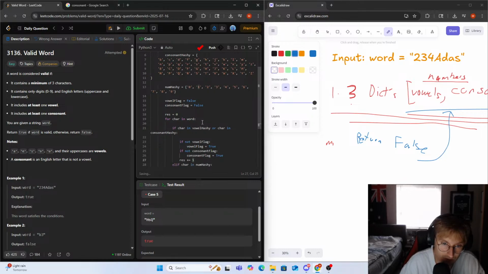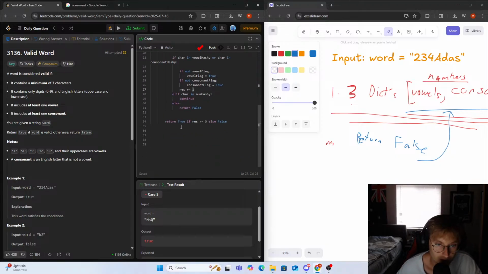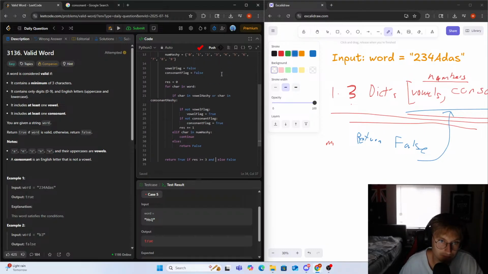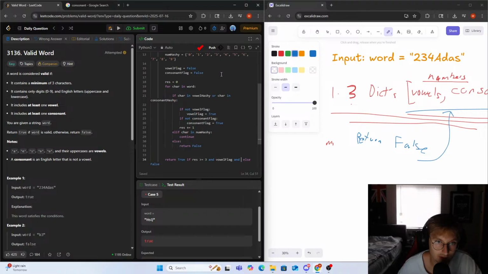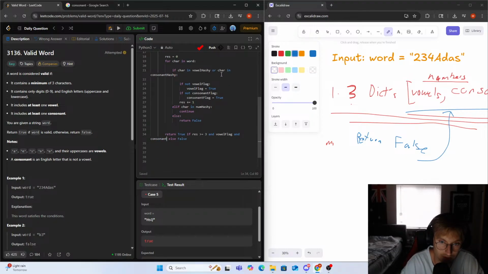We make this true. We increase our res by 1. And then we return true if res is greater than or equal to 3, and vowel flag and consonant flag.